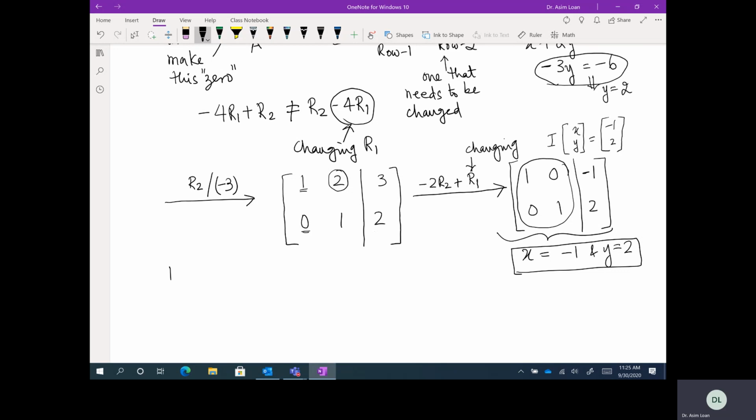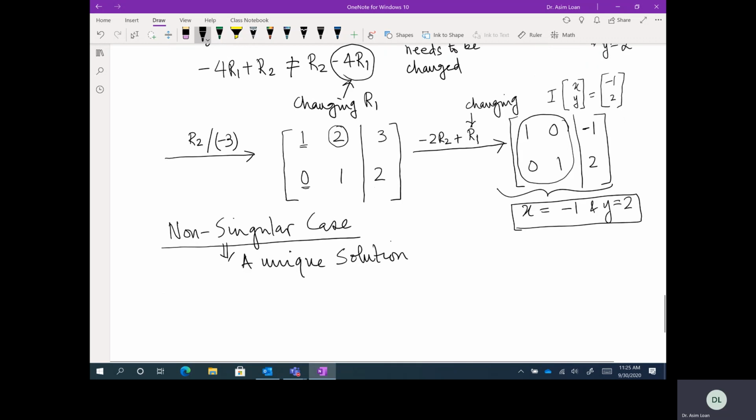This, by the way, is called the non-singular case. And if you recall, the non-singular case will give you one unique solution. Singular or non-singular is only related to square matrices. So a unique solution, non-singular means, let me write it here.